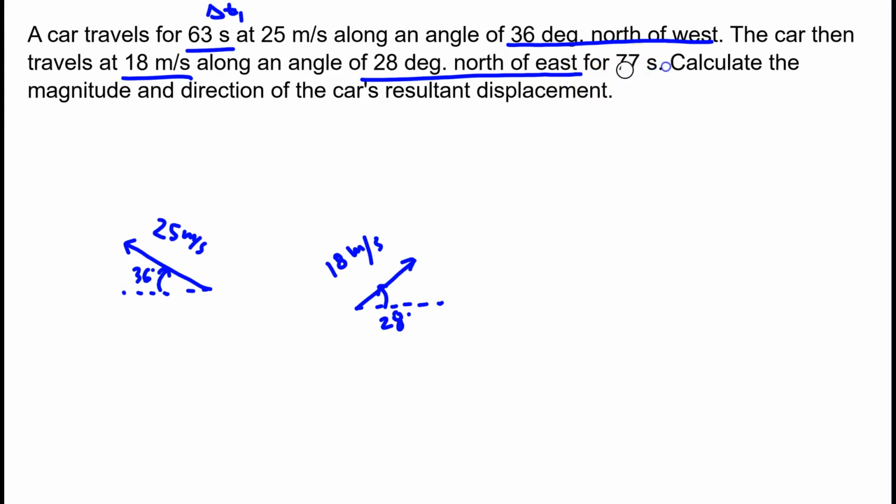For 77 seconds. Delta T2. Find the magnitude and direction of the resultant displacement. That's delta R total. Theta equals. And here is my work. Again, what's my mistake?